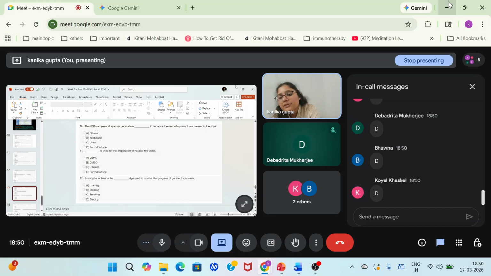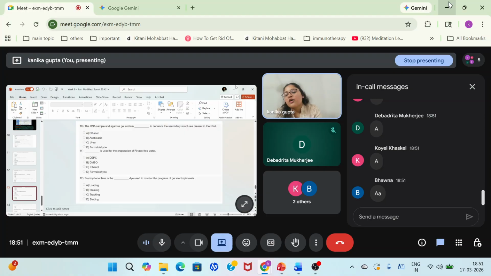Dash is used for the preparation of RNA's free water. Question number 11, the answer everyone. Yes, DEPC. What is its full form? Everyone, what is the full form of DEPC? It is diethyl pyrocarbonate. Okay, it is also written there in the notes.